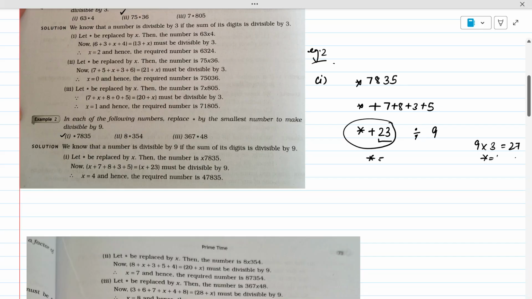So I am replacing this star with 4. 4 plus 23 is 27, and this 27 is divisible by 9 completely. Okay, so that means we can take star as 4, and now our number becomes 47835. This is the number which we wanted here. Okay, so this is again easy.